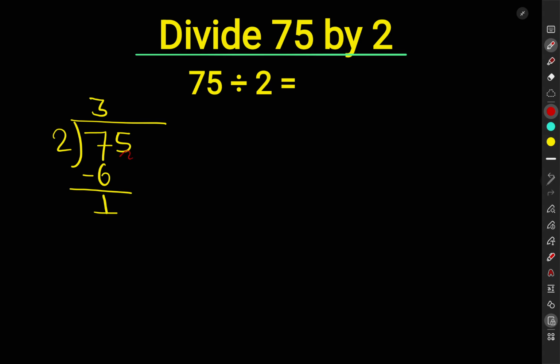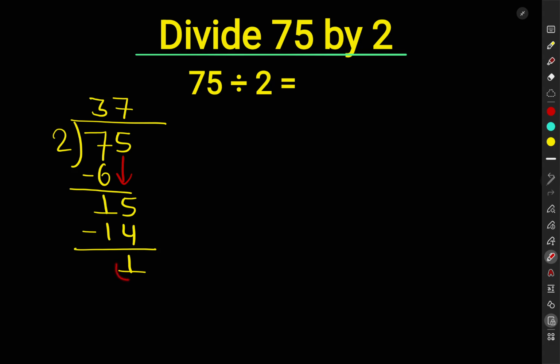So we bring down the number beside this, 5. So now it became 15. So 2 times 7 means 14. On subtracting we get 1.